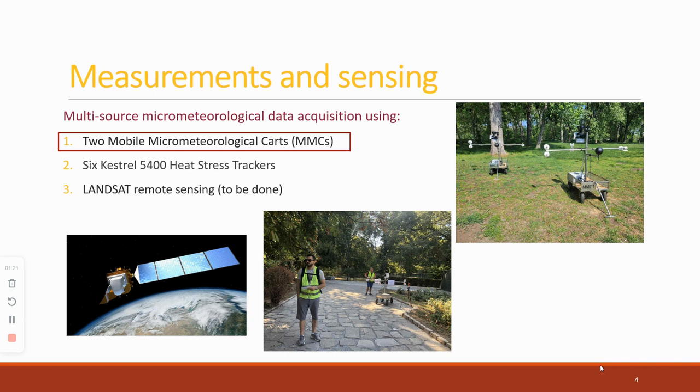So this is the measurement setting. As you can see, we have two micrometeorological carts that we call Marti. And we also used these Kestrel instruments that supported this campaign of ours, and also used Landsat remote sensing images. The thing is that even though we conducted this campaign last summer, we didn't analyze all the data. So today I'm going to present more of the idea of the work that will be published in future, and some initial results from the micrometeorological cart measurements.